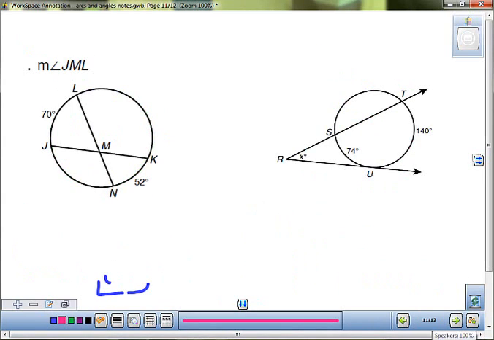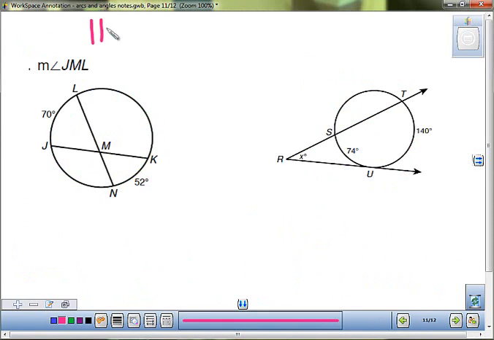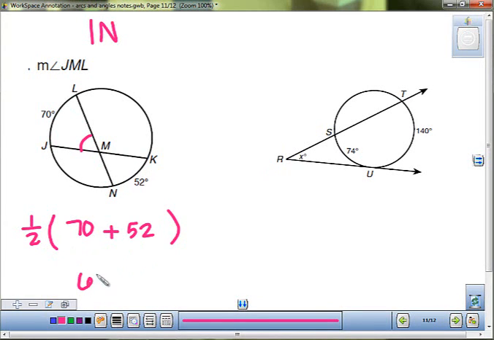All right, these two are using the angle relationship properties we just covered. The first one is an intersection in a circle. Okay, so since this one is in, we do the sum. Half of the sum of the two arcs, that's 70 and 52. 70 plus 52 is 122. Divided by 2 is 61 degrees.